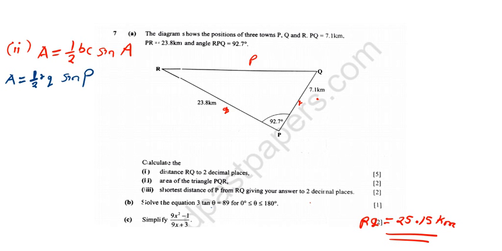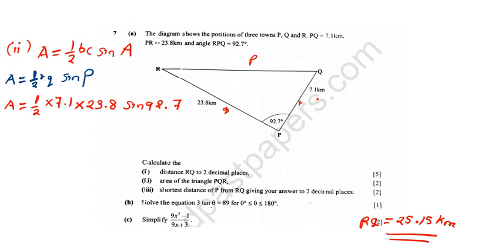So area is equal to half times, what is our R? Our R is 7.1. So I'm substituting 7.1 times Q. Q, I'm substituting 23.8. And sin A, I'm getting this angle at P. So it's sin P, and the angle at P is sin 92.7.